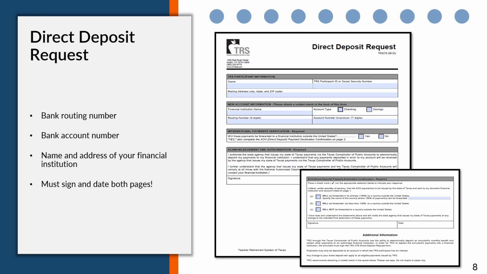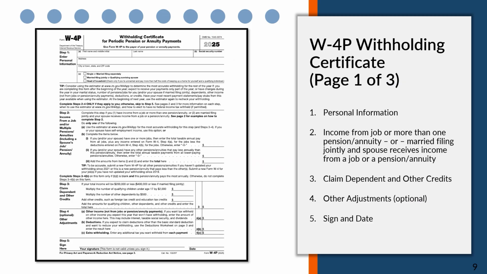It is optional, not required, to attach a voided check to this form. If you answer no to the international payments question on page 1, you do not need to answer the questions on page 2. Direct deposit payments are issued on the last working day of the month. If you do not choose direct deposit, TRS will mail a paper check to your address on file. Your retirement benefit is subject to a federal income tax.